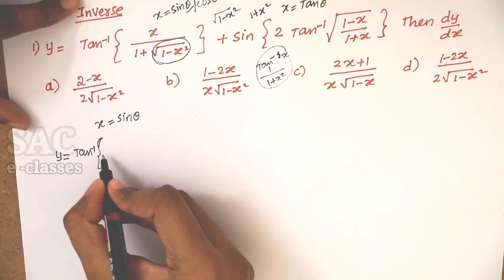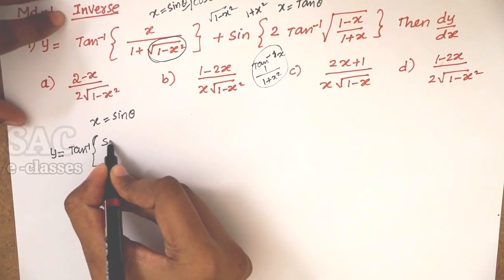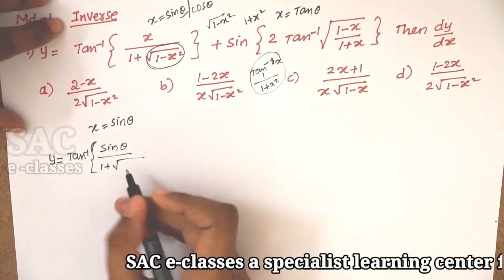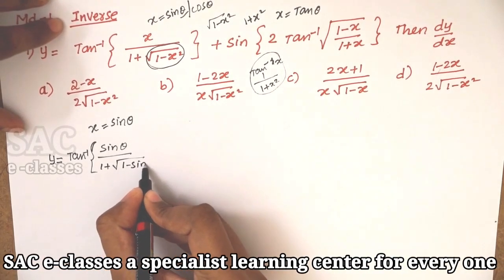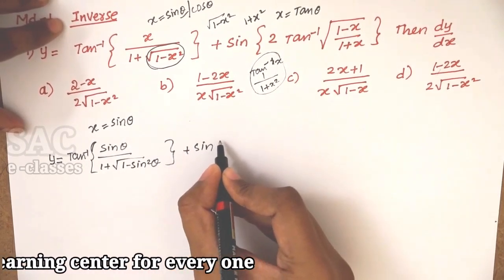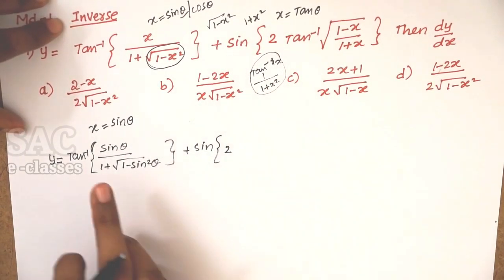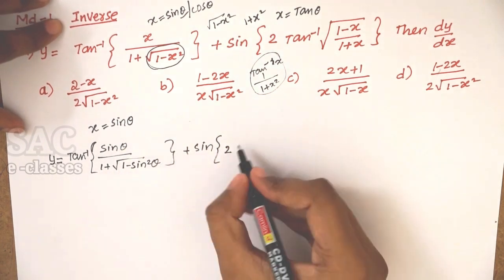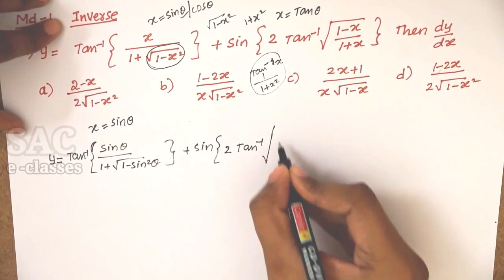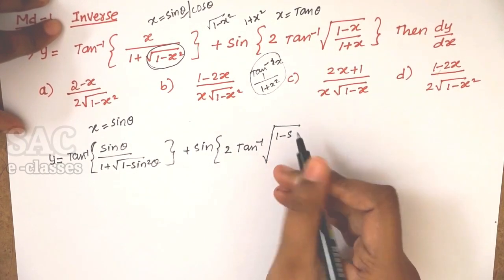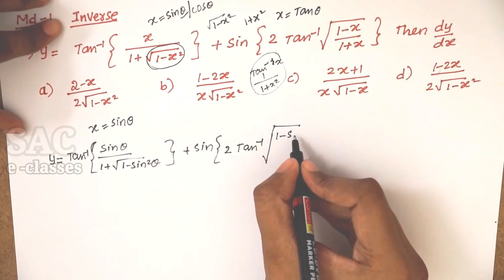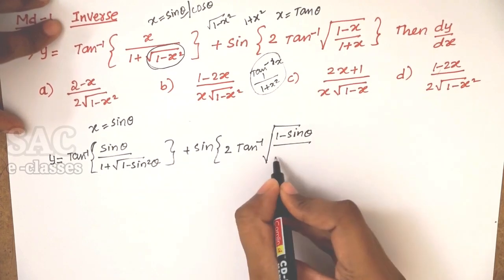Now y equals tan inverse of sin theta by (1 plus root over 1 minus sin square theta), plus sin of 2 into tan inverse of root over 1 minus sin theta. You can do this part at the same time or after completing the first part. Let me take sin theta, or you can take sin 2 theta; whatever you take, you will get it.